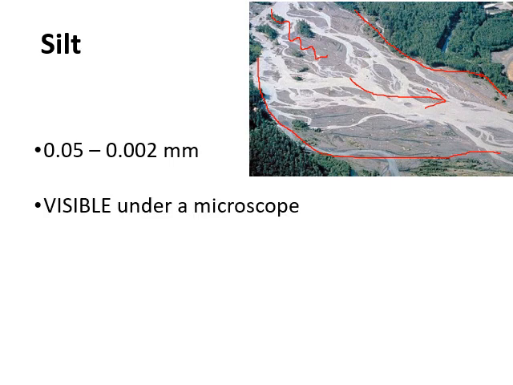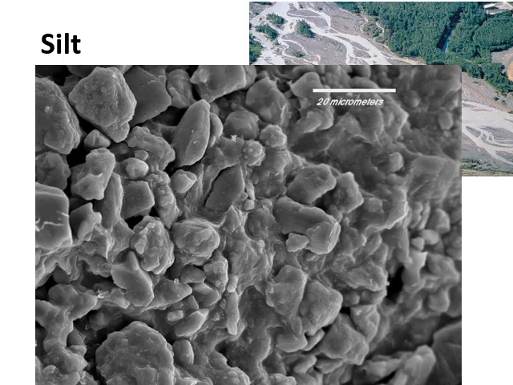It is visible, so you can see the individual particles under a regular microscope, unlike clay. This is a scanning electron microscope view of silt. So you can see the particles are starting to look kind of sheet-like, but they're not as defined as individual sheets as clay is. They're still kind of clumpy bits.